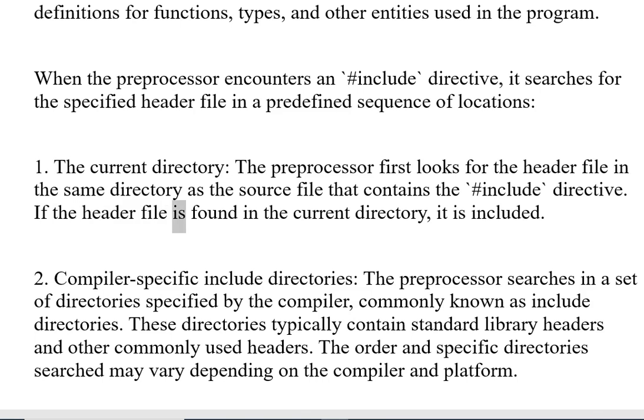If the header file is found in the current directory, it is included. 2. Compiler-specific include directories. The preprocessor searches in a set of directories specified by the compiler, commonly known as include directories. These directories typically contain standard library headers and other commonly used headers. The order and specific directories searched may vary depending on the compiler and platform.